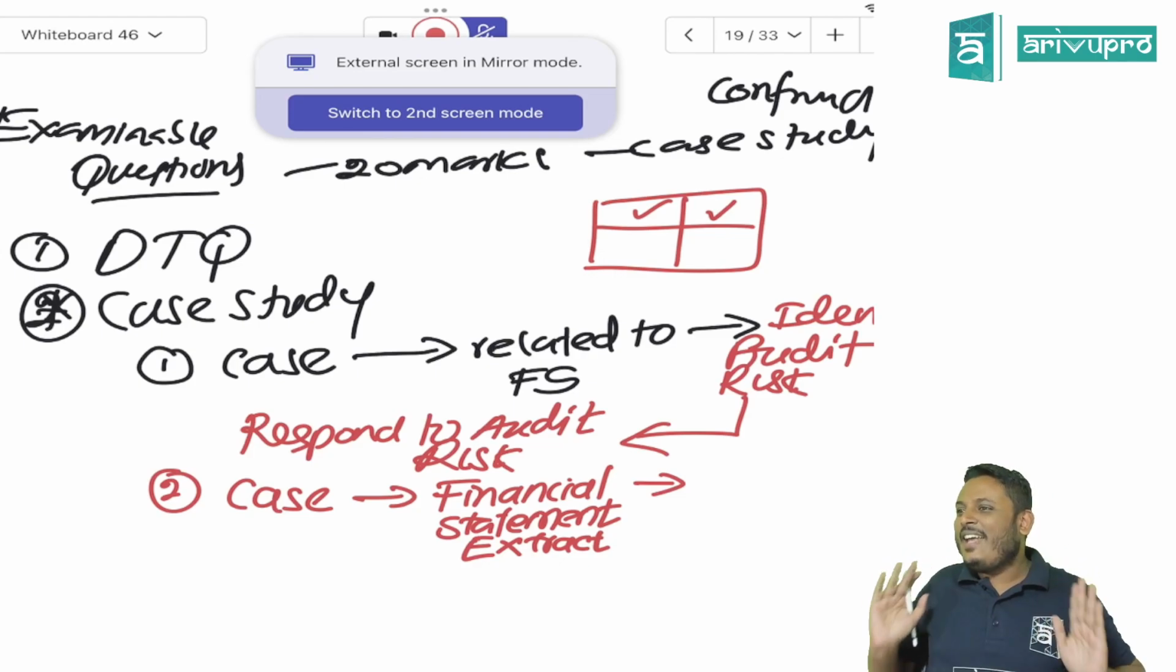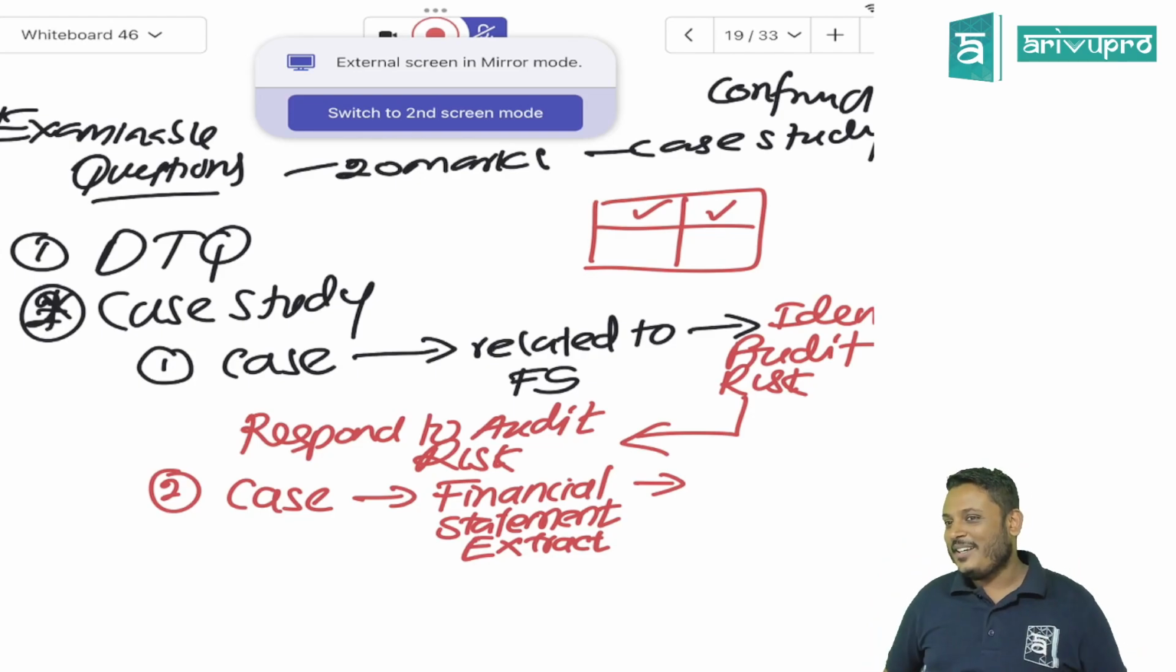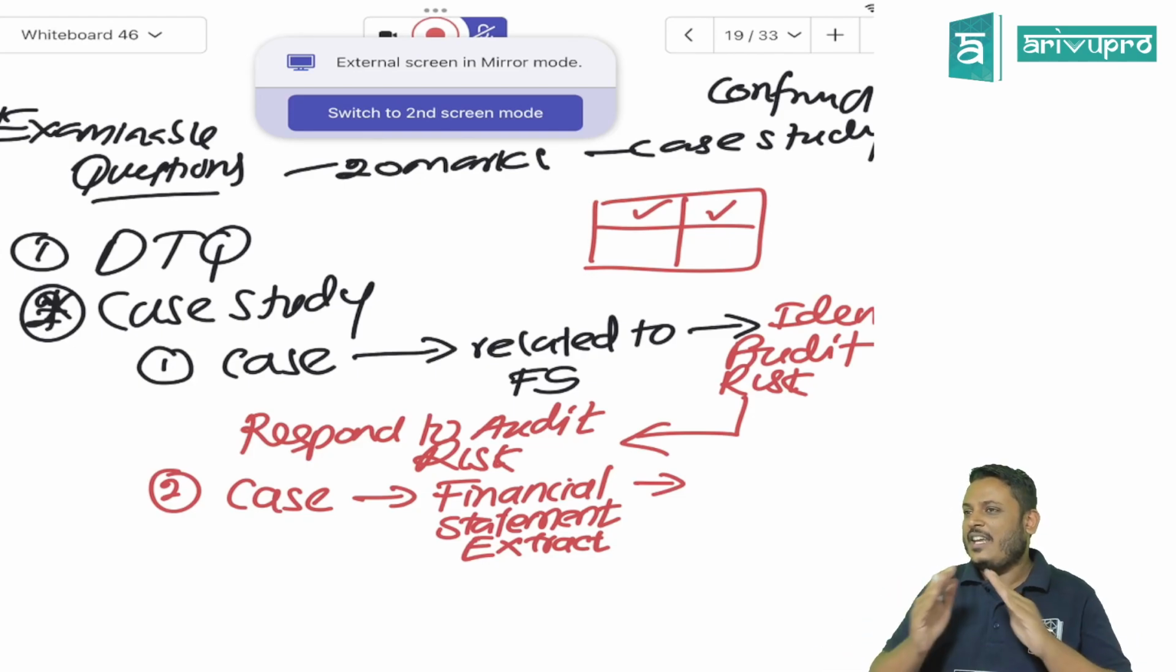If just only a scenario is there, like ethics, only the scenario, it is the first type of question. This is how to differentiate the two types. If you get any financial statement figures or financial statement extracts within your question, that is the second type of question.